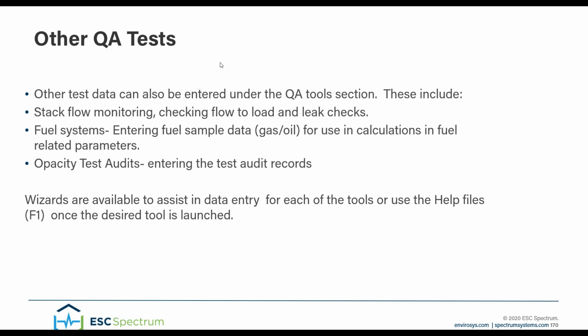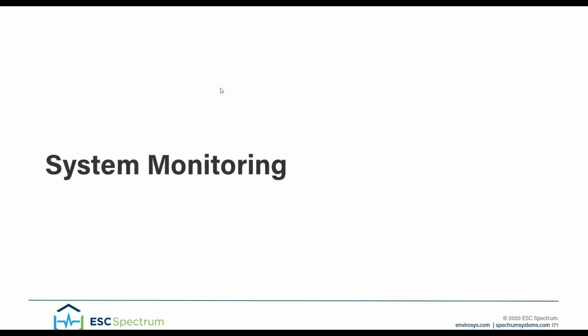So let's jump into system monitoring now. System monitoring basically focuses on three main areas: alarms, communications, and calibrations. Now, I think we've pretty much beat the calibrations up, so we don't want to beat that dead horse anymore. So we'll jump into talking about the alarms.